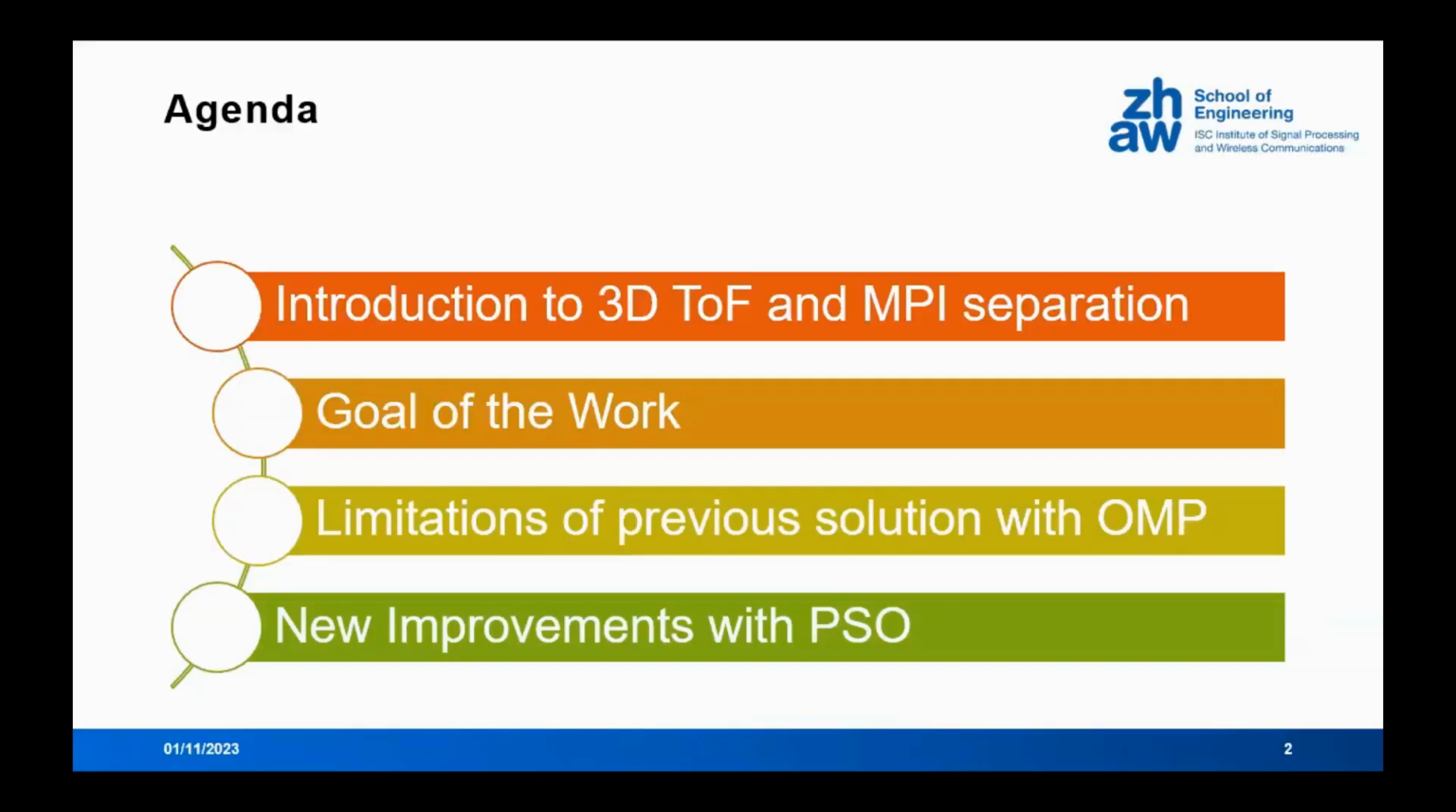First, I will give you a short introduction to 3D time-of-flight cameras, how they work, and to the really big problem of multipath interference, and a way to solve that. Then I will show you what we wanted to achieve. Then I will show you what the limitations are with the previous work. This is what was already presented 2 years ago. And then in the end, I'm happily showing you what we were able to achieve with our new approach.